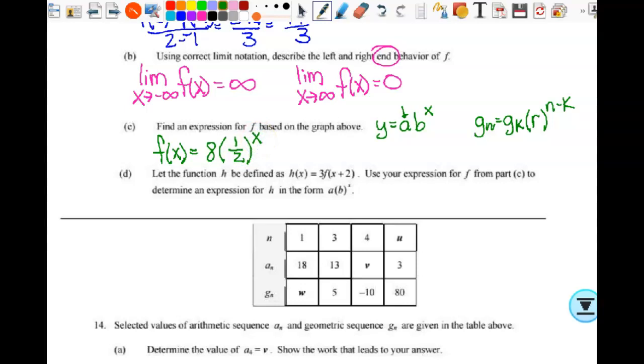I think on the actual paper review, I think I did it differently and then changed it to this one. I don't remember what I did.